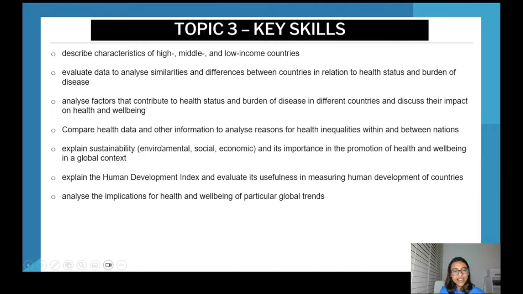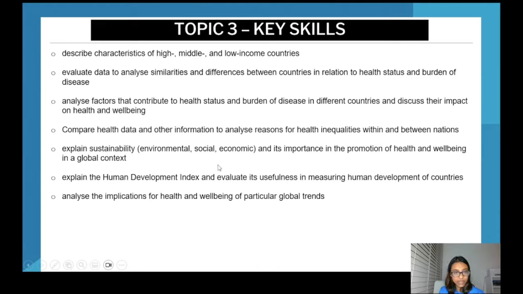Like you're not doing how sustainability impacts health and well-being, and not how health and well-being impacts the ability to achieve sustainability, or achieving social sustainability. And then explaining HDI and the usefulness in measuring human development of countries.